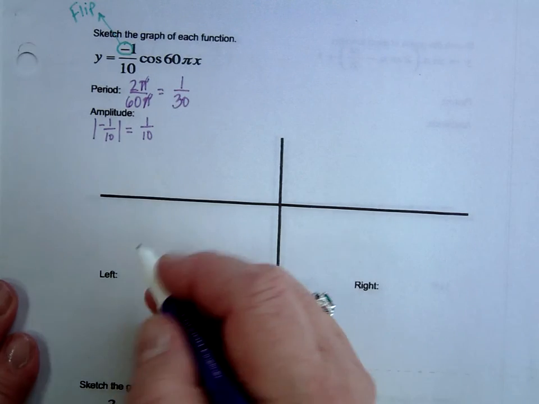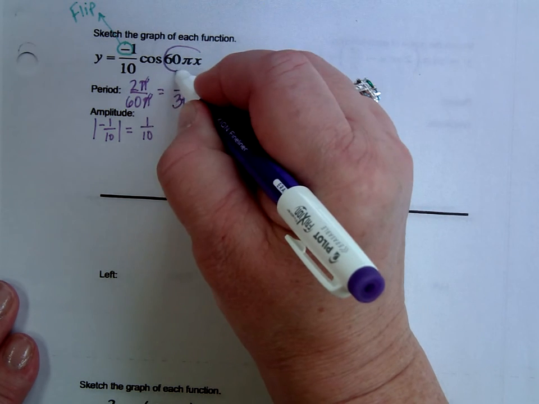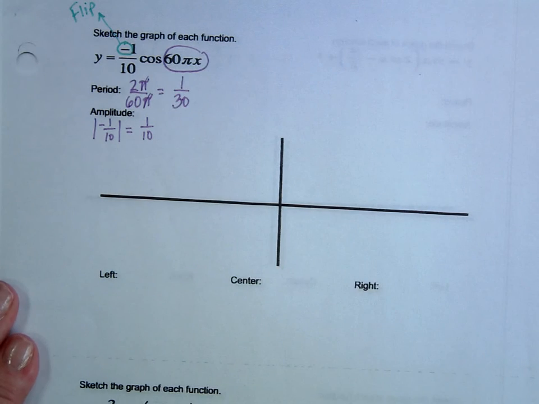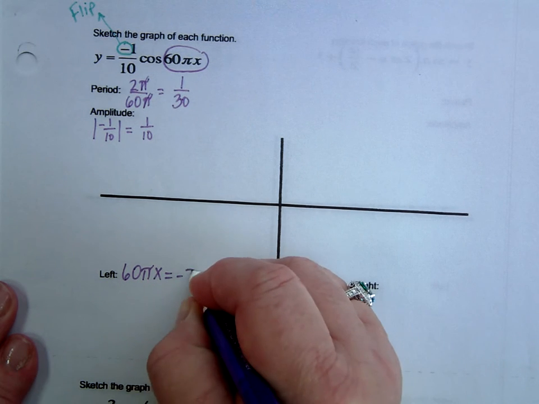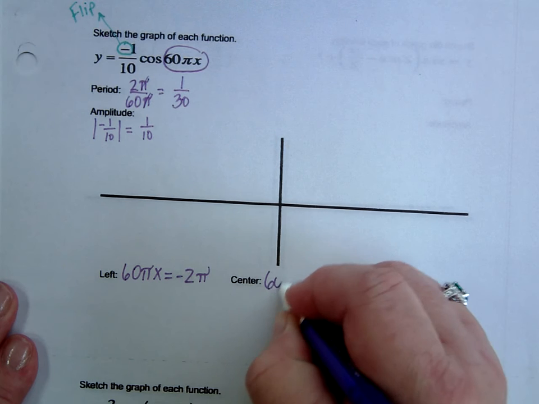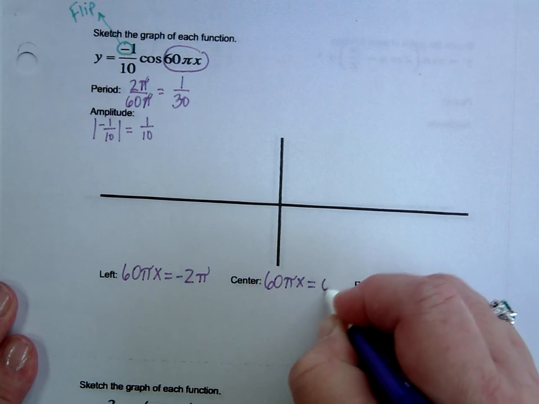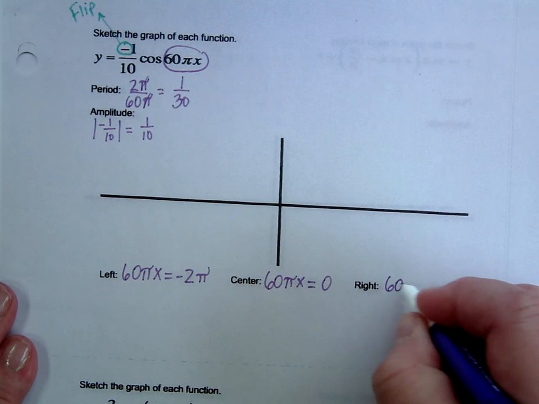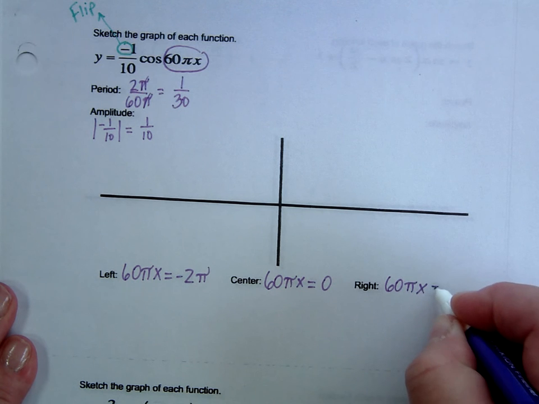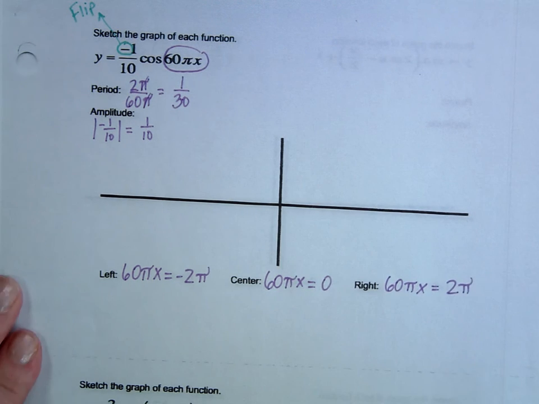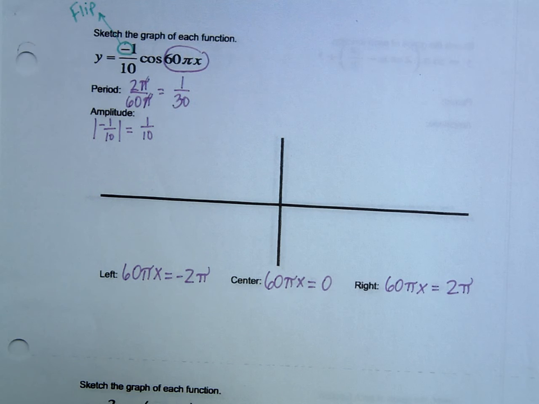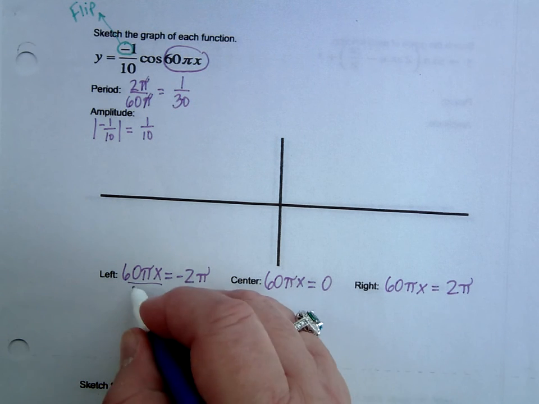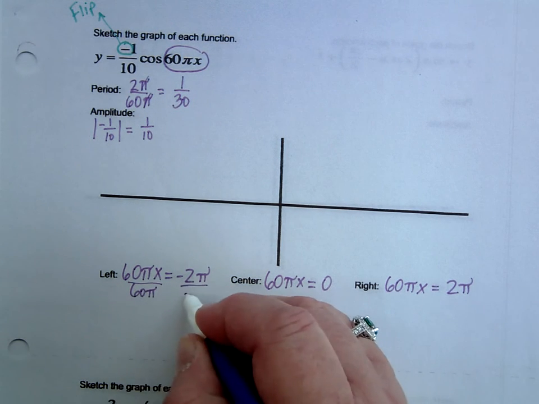So my left is, now you have to take this whole thing, we saw this in the last problem, the whole thing after the cosine. 60 pi x gets set equal to negative 2 pi, 60 pi x gets set equal to 0 at the center, and 60 pi x gets set equal to positive 2 pi on the right. And then I'm going to solve for x. If I want the x by itself and it's attached with this 60 pi, then I need to divide by that to get rid of it. So I'm going to divide this side by 60 pi, this side by 60 pi.